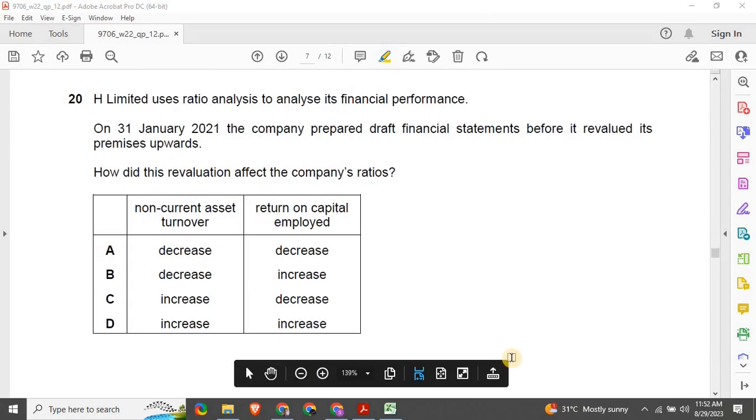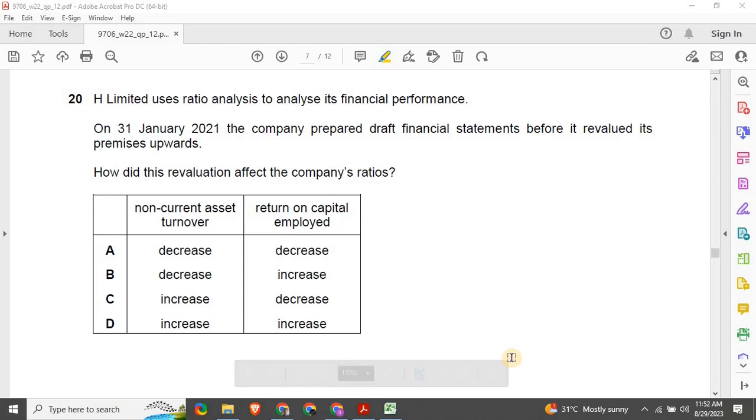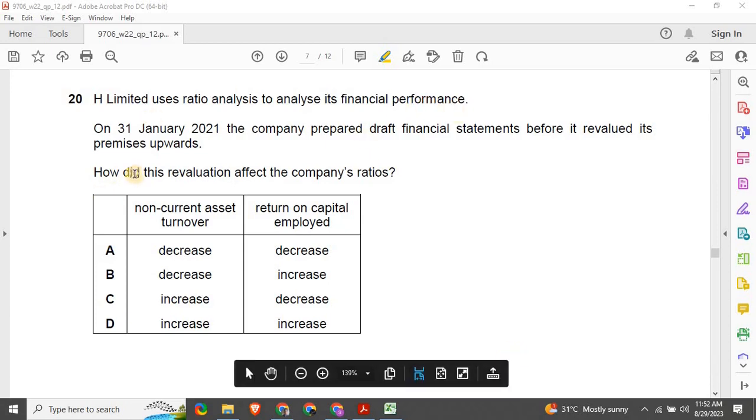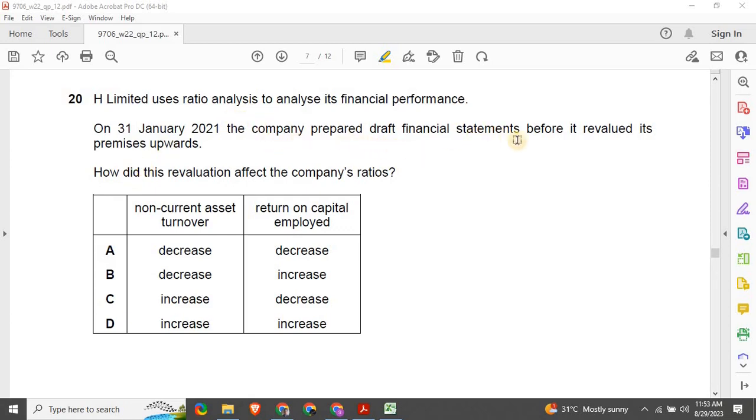Okay, question number 28. H Limited used ratio analysis to analyze its financial performance. On 1st January 2021, the company prepared draft financial statements before it revalued its premises upward. How did this revaluation affect the company's ratios? So we have prepared the accounts, we prepared the ratios, and then after that the revaluation happened. And the revaluation is upward in the premises, that means non-current assets. So how does it affect?